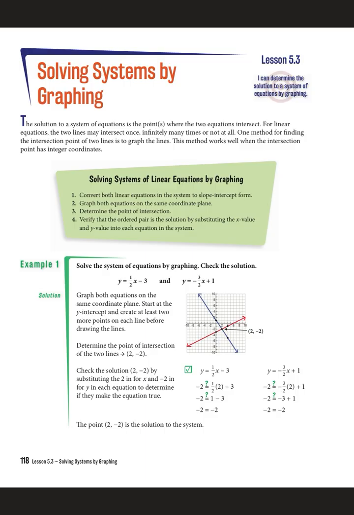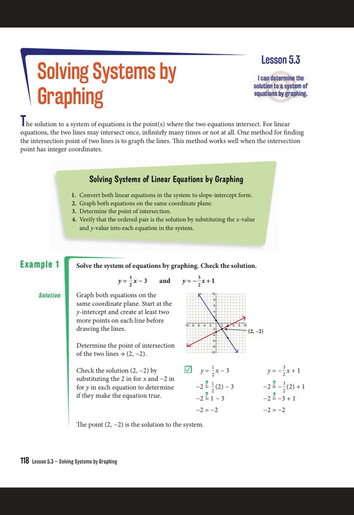By the end of this lesson, I want you guys to be able to determine the solution to a system of equations by graphing. Starting there at the top, it says the solutions to a system of equations is the points where the two equations intersect. For linear equations, the two lines may intersect once, infinitely many times, or not at all. One method for finding the intersection point of two lines is to graph the lines.